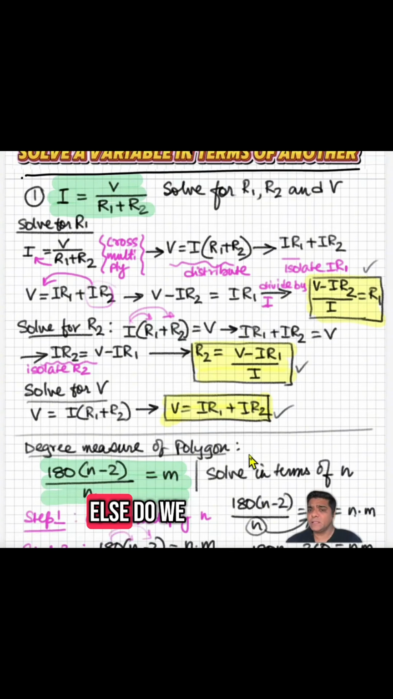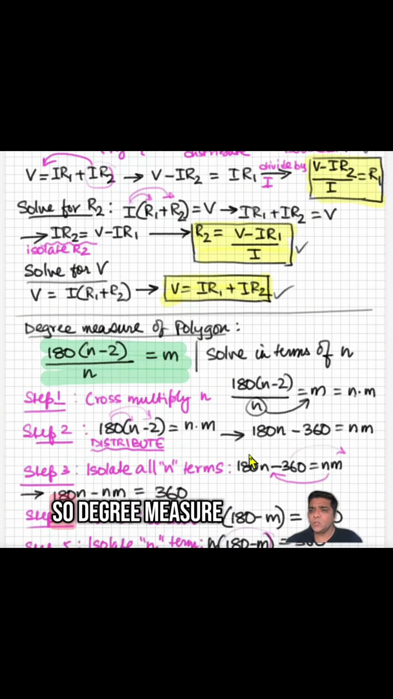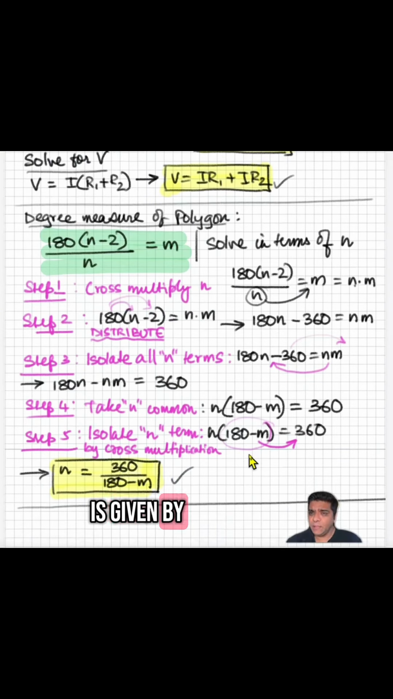Let's see what else we have over here. The degree measure of a polygon is given by this formula, if you remember: 180 times n minus 2, divided by n, equals m. So you want to solve in terms of n. That's right here inside.